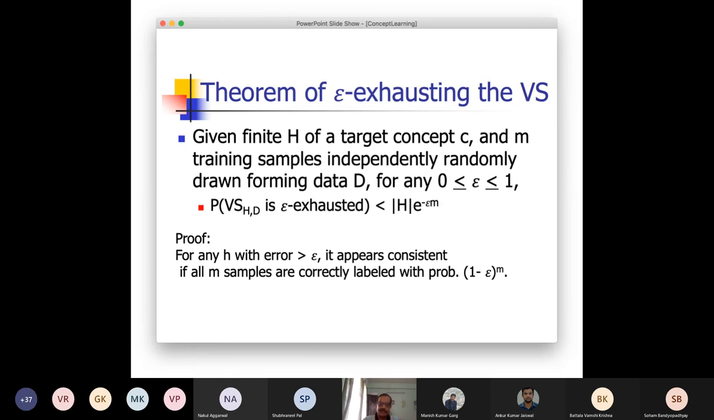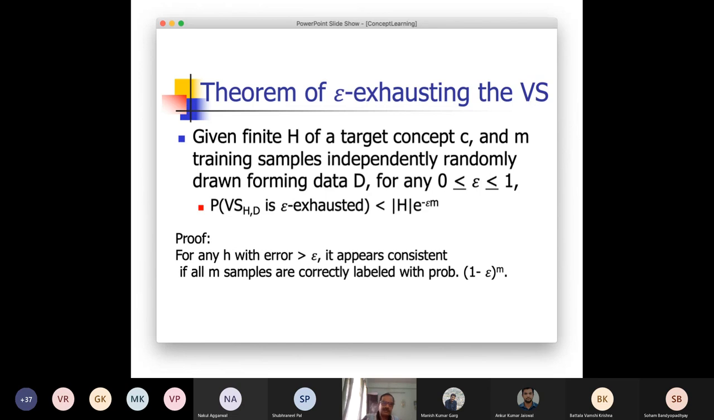For one sample not satisfied by the hypothesis, the probability is epsilon. Suppose we take the minimum case of error epsilon. So the maximum probability that a sample can be correctly labeled by that hypothesis is 1 minus epsilon. Now if all m samples of your training set are going to be satisfied by that hypothesis, that covers the whole training set, then that should be 1 minus epsilon to the power m. I hope it is clear to you.